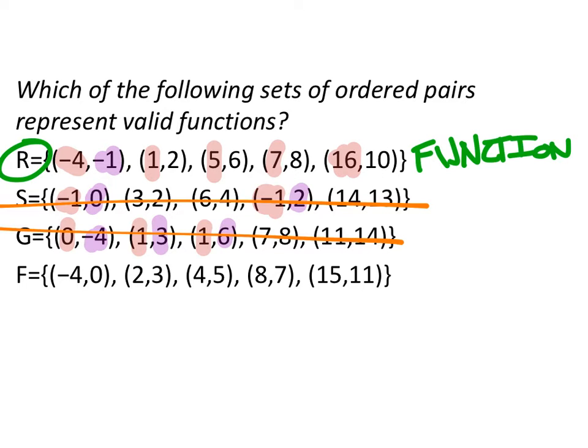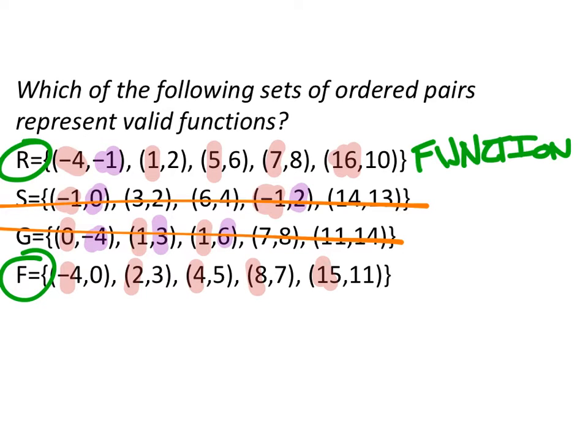And then finally, this last one doesn't show any contradictory x values. Now you may look at the negative 4 here and then the positive 4 and say, well, they're putting out different outputs. Yeah, but they're different inputs. A negative 4 is not the same as a 4 input. So again, there's nothing to show that it's malfunctioning. So this one also is a function. That's set F.